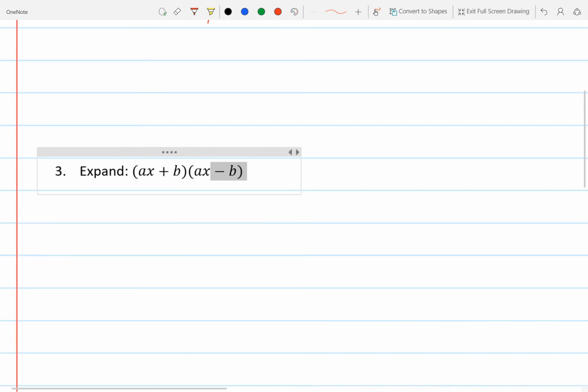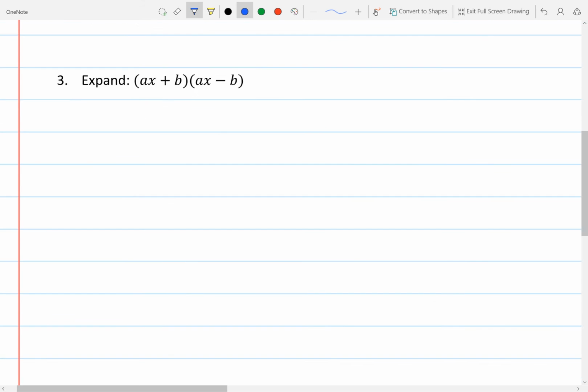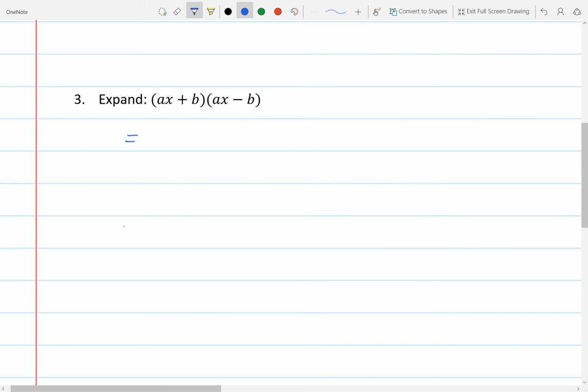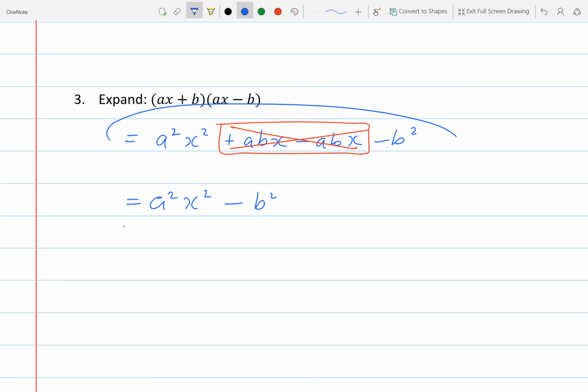Okay, with our last one here, we've got the difference between two squares, and when you've got the difference between two squares, you're going to have a squared x squared, and you're going to have plus abx minus abx minus b squared, and because those are exact opposite signs of each other, they add to 0, and all we're left with is a squared x squared minus b squared. And once again, this intermediate step, you're not expected to write. You're expected to go straight to that last step.